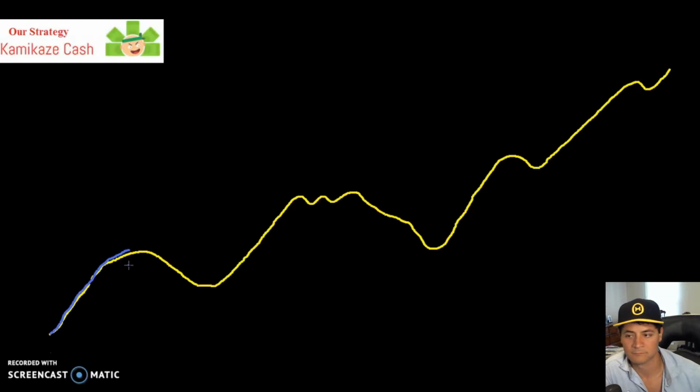This means the market has increased enough in price that we're starting to see resistance. Resistance means sellers are coming into the market, taking advantage of the increased prices, and they're going to start selling their stocks. They're going to take their money while they're up and run with it.